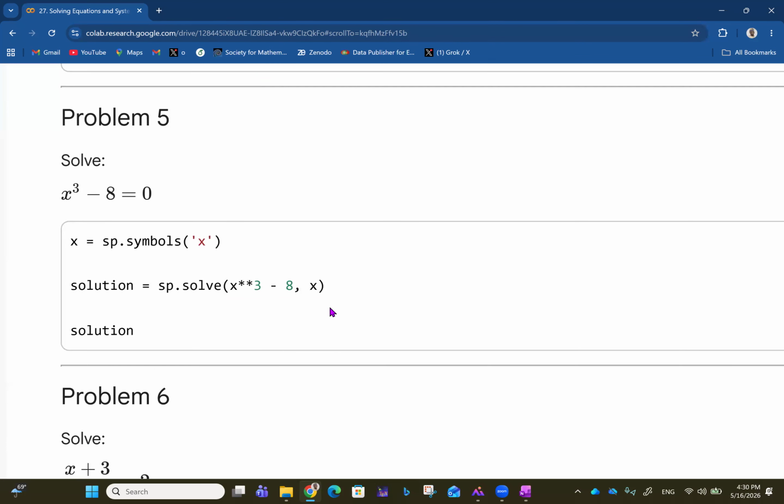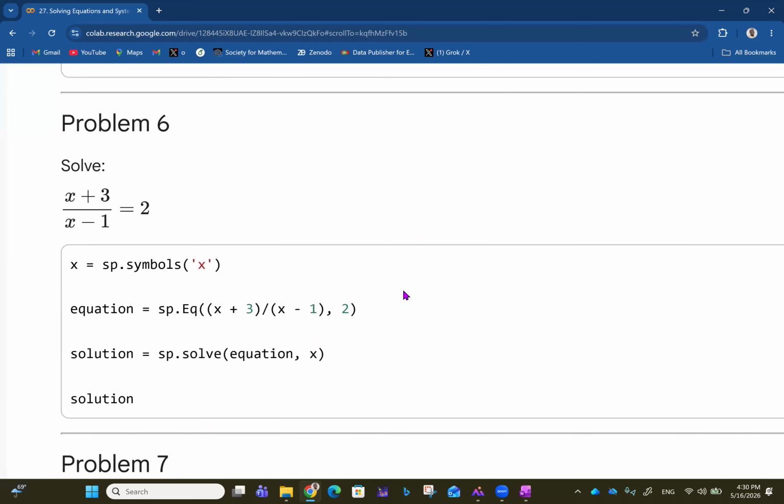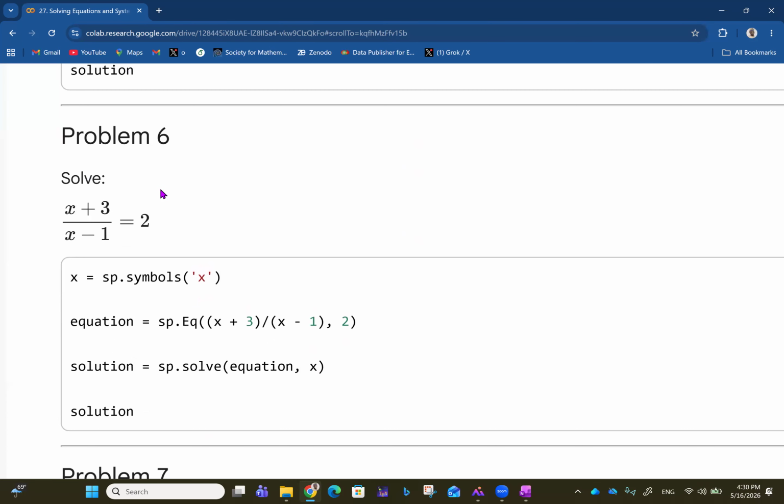Then problem 5, x cubed minus 8 equals 0. So you're probably going to get something in exact form here, but I'm not sure until you try it out. Then if you want to evaluate the results, you can use the eval function, eval f.